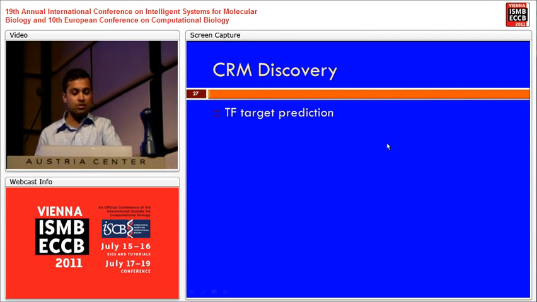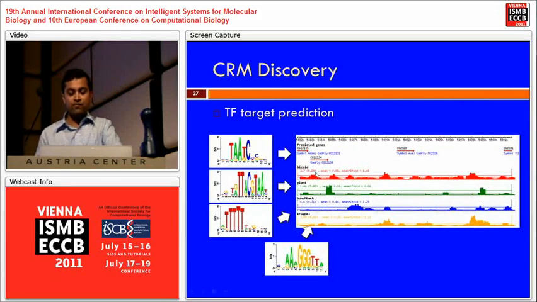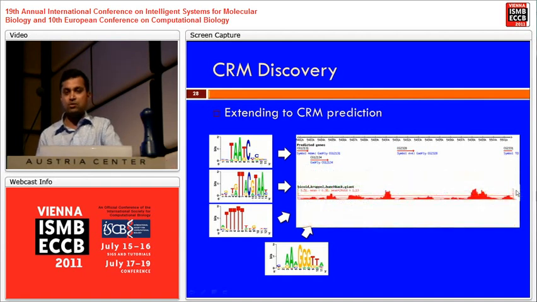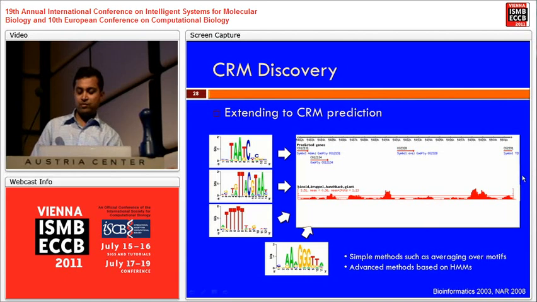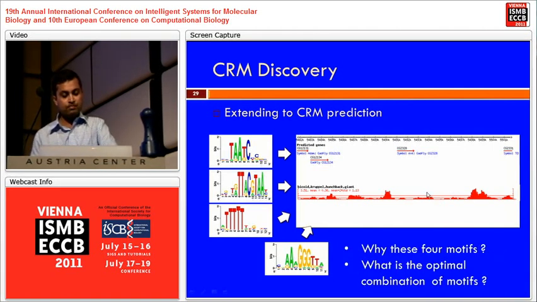So the first task I mentioned was CRM discovery, and I'll spend a couple of slides on the traditional approach to this. To predict a transcription factor target, you take the motif and you scan the genome. I've shown this earlier. You can do the same for each of several different motifs. And CRM discovery tries to combine this information into one track, one score profile somehow. And there are simple methods such as averaging over motifs or advanced methods that are based on multi-motif HMMs that you can use for this purpose.